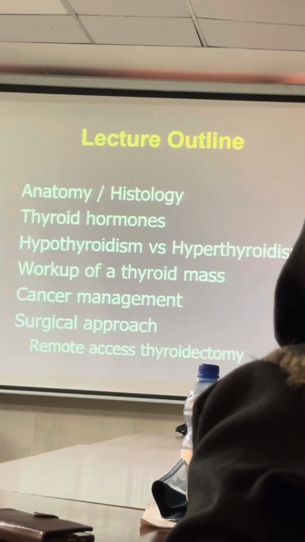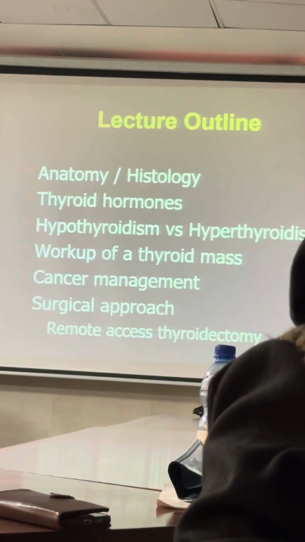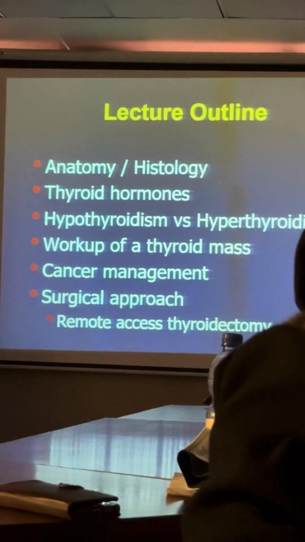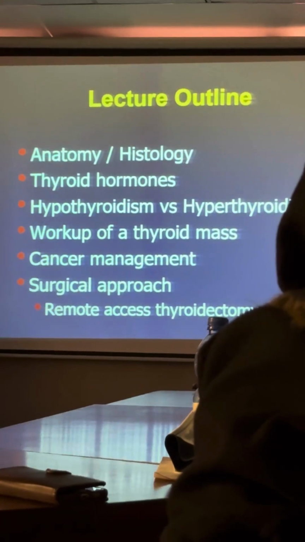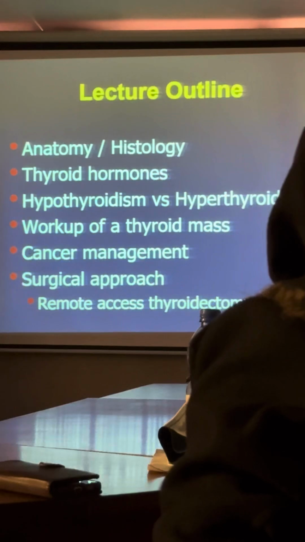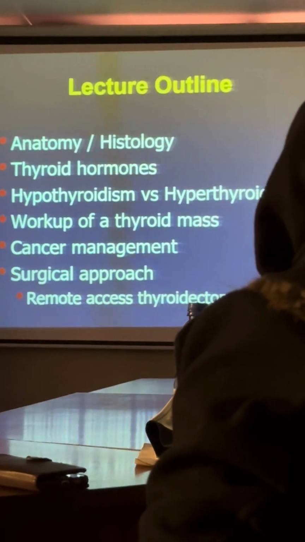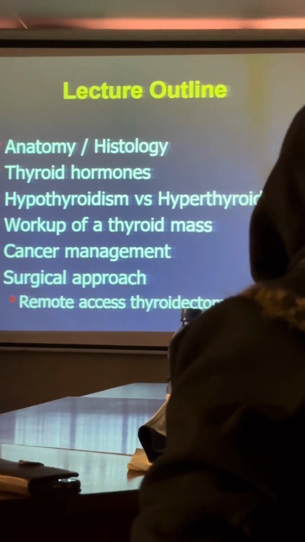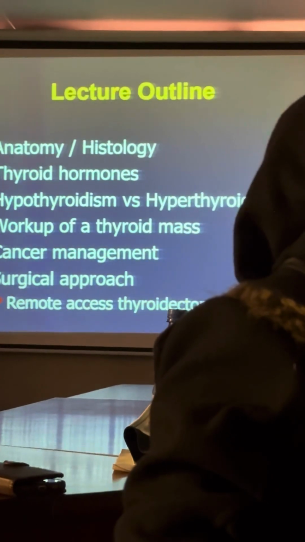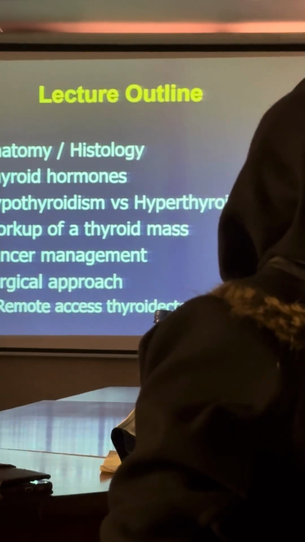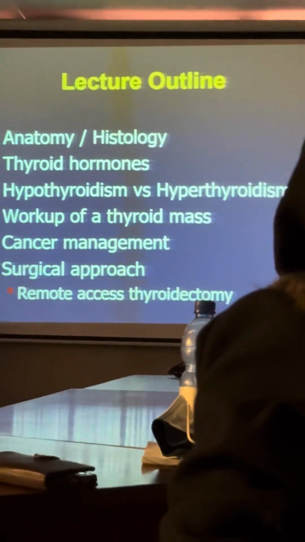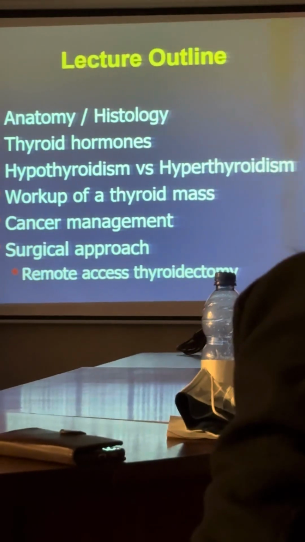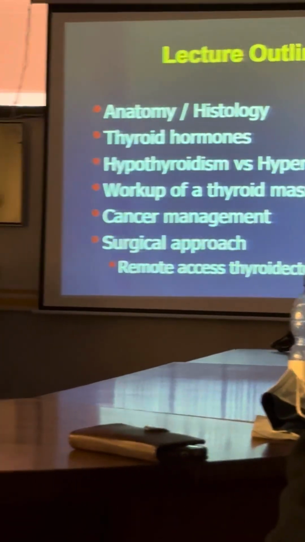So a little bit of a lecture outline so you have an idea of what we're going to be talking about. We'll talk a bit about anatomy and histology, what's relevant for a surgeon, thyroid hormones, understanding the physiology to the extent of being able to replace it effectively in cancer cases, non-cancer cases, hypothyroidism, hyperthyroidism, workup of a thyroid mass, cancer management. I understand you have 2 thyroid cancers on surface right now, so we can talk about those cases if you'd like as well. And then surgical approaches. I usually do conventional thyroidectomy, but I'm familiar with and work with colleagues who do remote access thyroidectomy, so we can talk a little bit about that and what those approaches are.